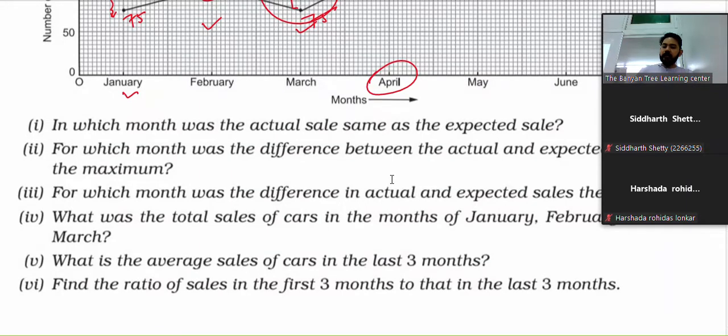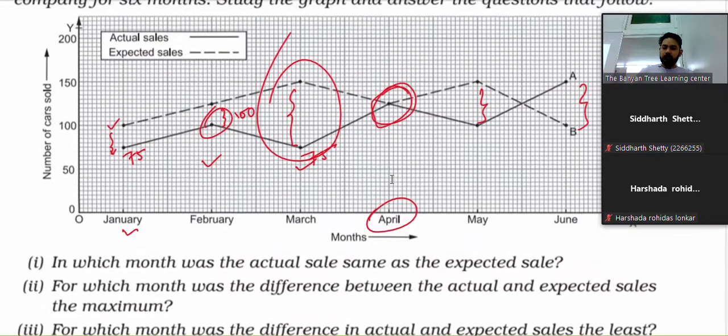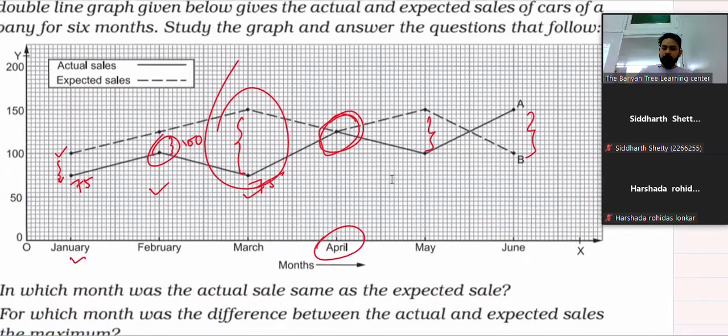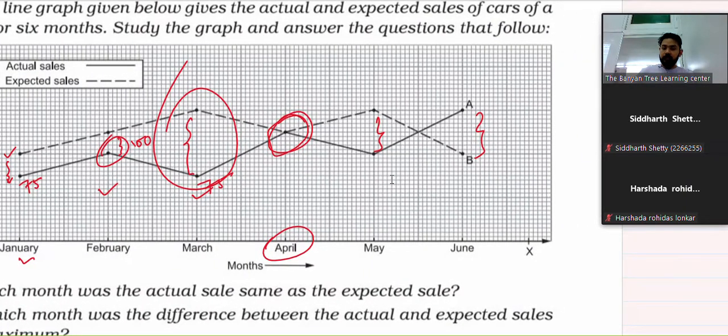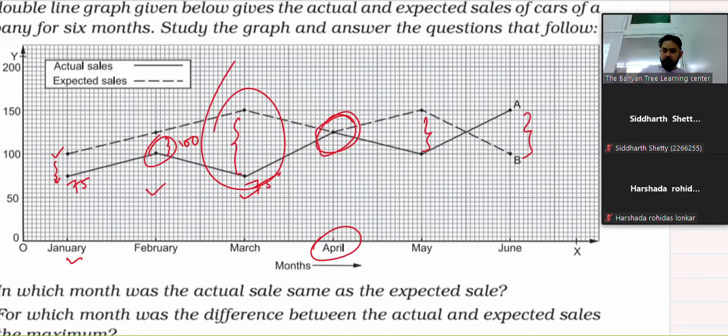What was the average sales of cars in the last 3 months? Average in last 3 months. See, how many did they sell in April? 125. And in May 100, and in June 150. Okay. So these are the total sales of 3 months, April, May, June. 125 plus 100 plus 150. So this is 250, 350, 375.